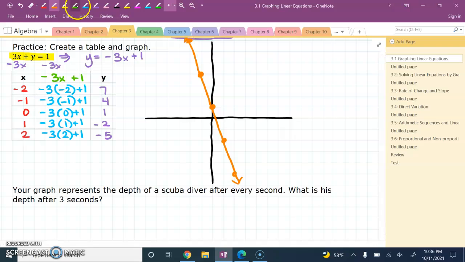So this has the follow-up question saying, your graph represents the depth of a scuba diver after every second. What is his depth after 3 seconds? Well, if I were to just add one more row to my table there, I would be able to figure out what that is. But what I can do here is take this equation, negative 3x plus 1, put in 3 for x, so it's now negative 3 times 3 plus 1. So that would be negative 9 plus 1, which is going to come out to be negative 8. So I would expect him to be 8 feet under sea level after 3 seconds.